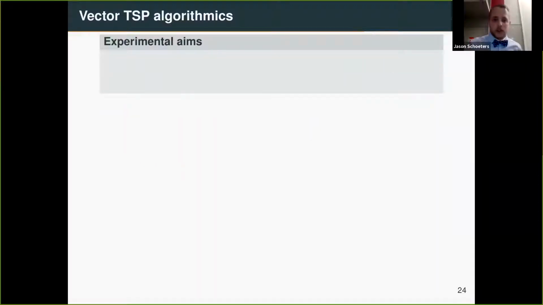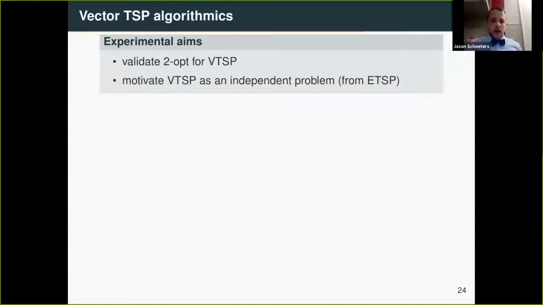So lastly, for this part, we did some experiments, and we had mainly two aims for these experiments. First of all, we wanted to try out our algorithm that we implemented, so the 2-opt, using the A-star. And of course, we wanted to motivate this new problem of vector TSP as an independent problem, especially from Euclidean TSP.